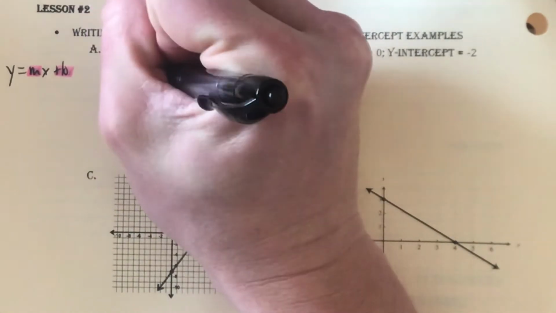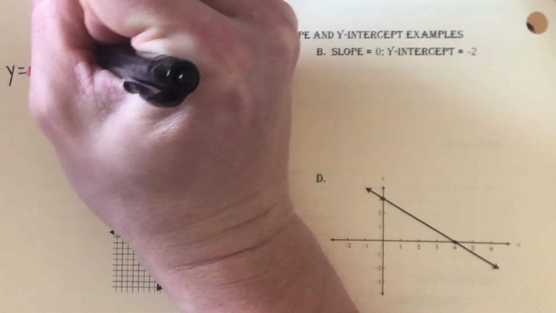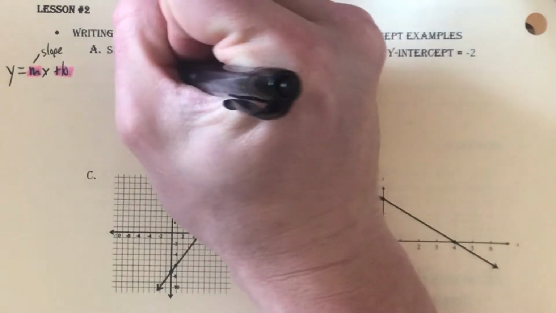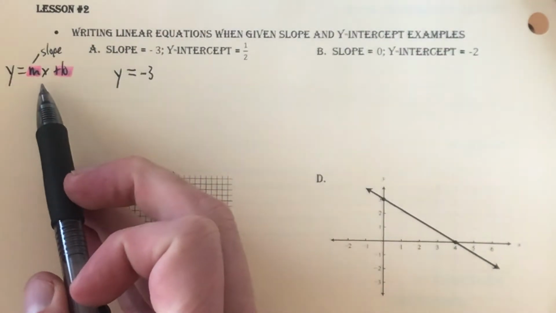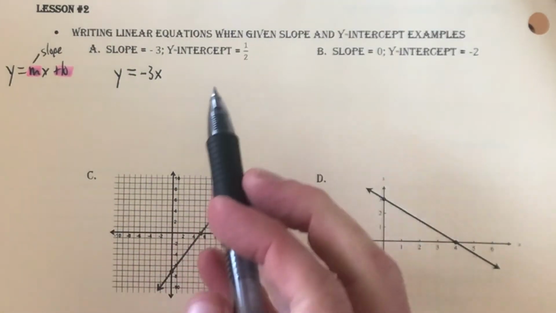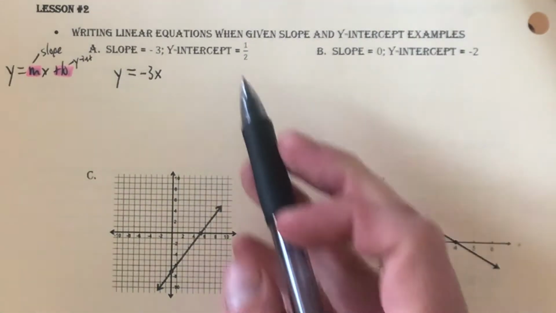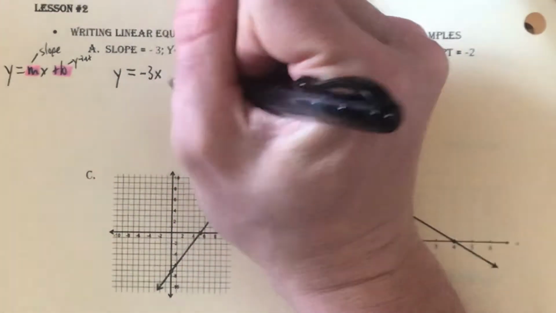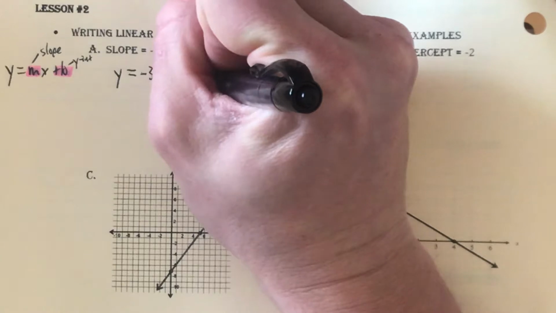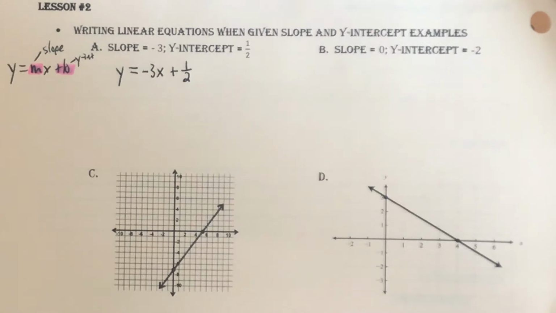So on example A, I'm going to have y equals. Now the m, remember, is the slope. The slope, they said, was -3. And that slope is multiplying the x. The x is going to stay the same, so I should have -3x. And then plus whatever the y-intercept is, because remember, b talks about the y-intercept. The y-intercept was 1/2, so we would write that as plus, because it's positive, 1/2. So y equals -3x plus 1/2 is the slope-intercept form of this equation of a line, or linear equation.